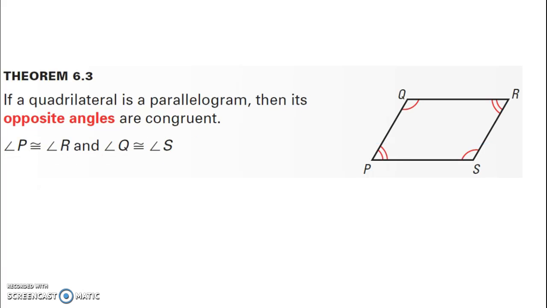The second theorem is that the opposite angles are congruent. Again, you can see indicated on your diagram here, Q and S both having a single arc mark says that they are the same. So for instance, if this is 100 degrees, this is 100 degrees.